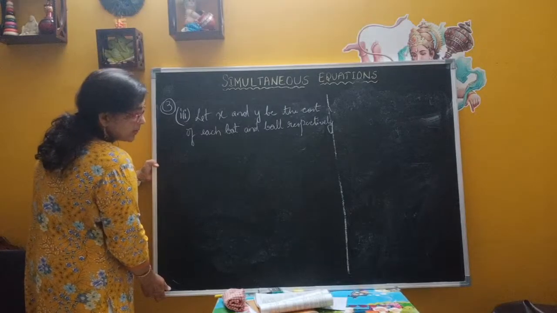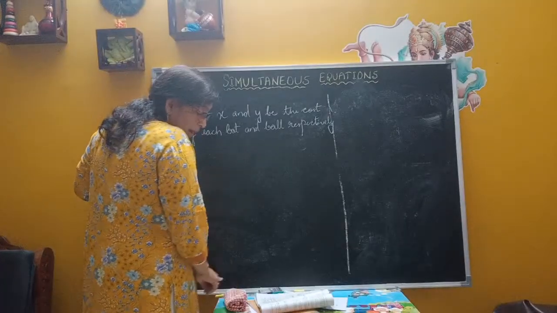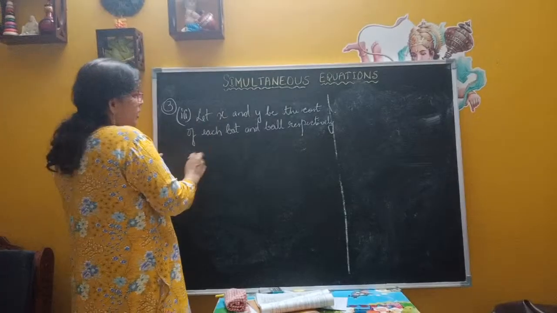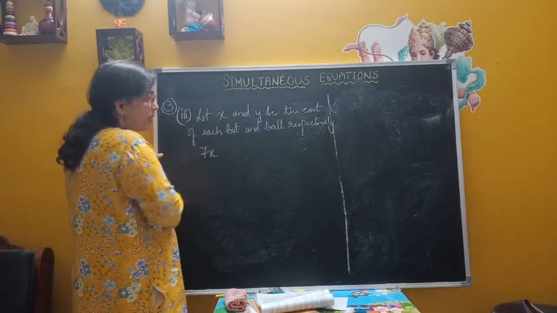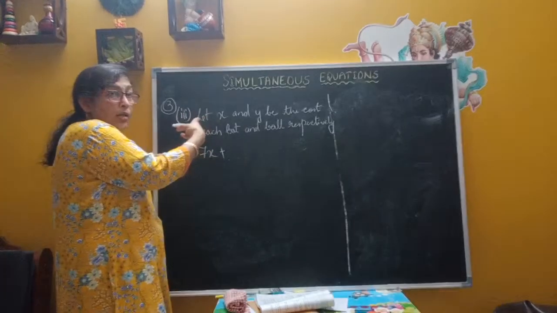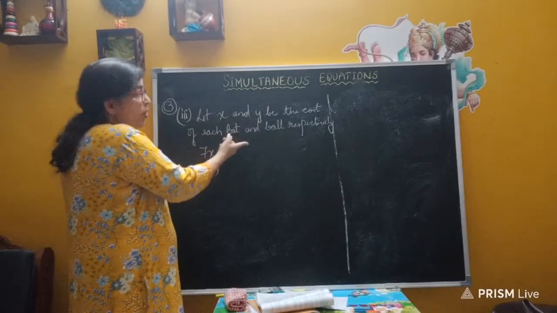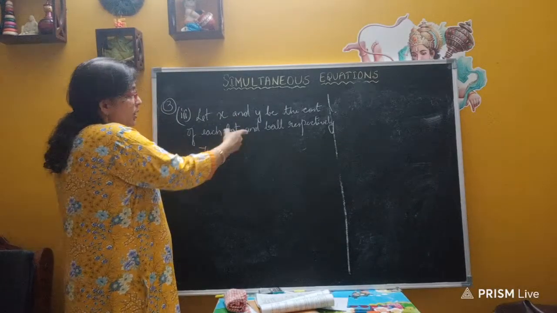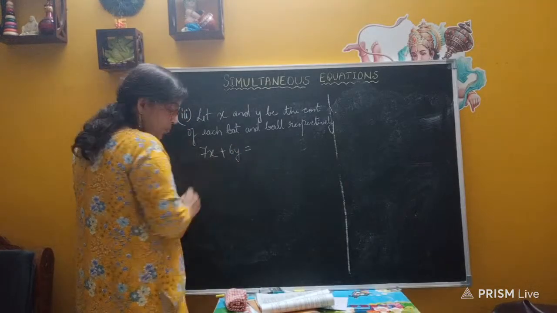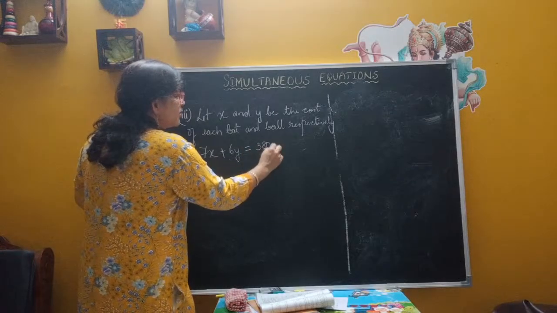Now let us write the equation for this. It is 7 bats and 6 balls together. For one bat, x rupees, so for 7 bats it is 7x rupees, 7 into x. For example, if one bat is 300 rupees, then 7 bats is 7 into 300. Like that, for one ball, y rupees. For 6 balls in the first case, it is 6 into y, 6y rupees. So the total is 3800 rupees. This is equation 1.